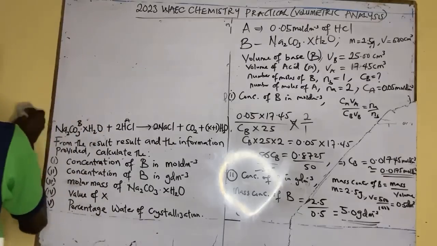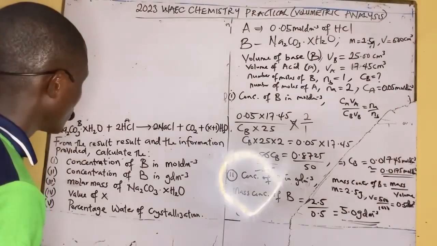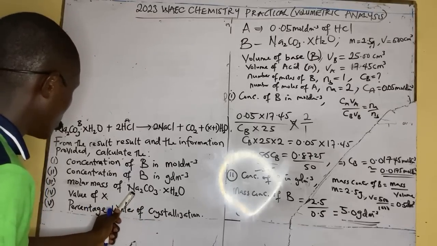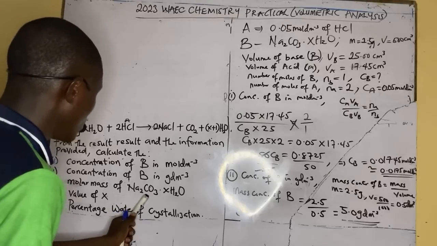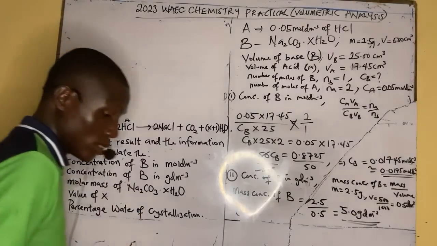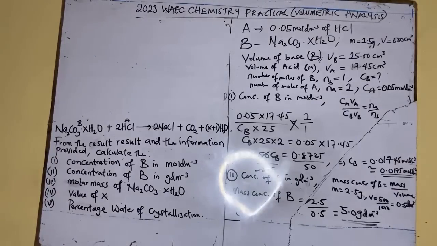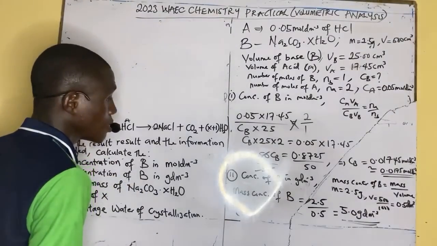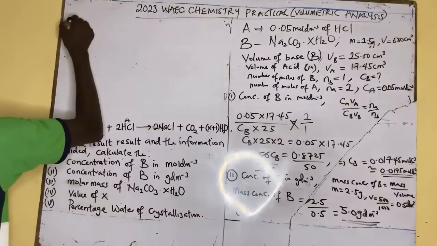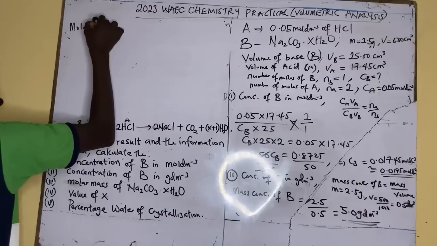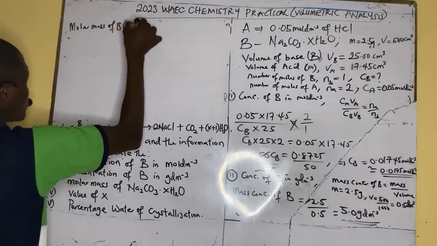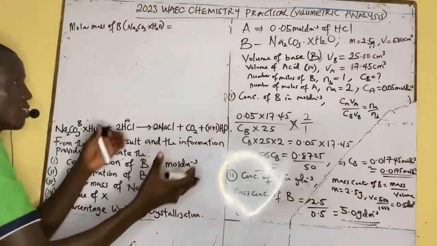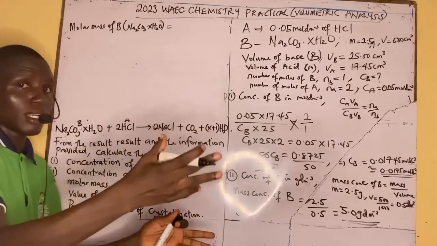So having done this, the next question is to calculate the molar mass of Na2CO3.xH2O. So how do you go about that? To calculate the molar mass of B, which is the same as Na2CO3.xH2O, don't forget it can be obtained from the formula of mass concentration. You know mass concentration is molar mass times molar concentration.